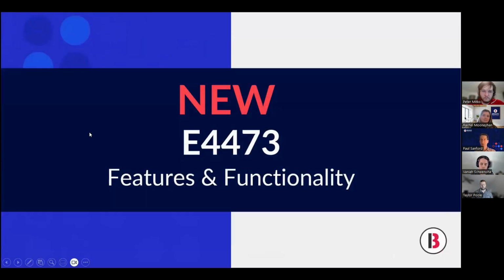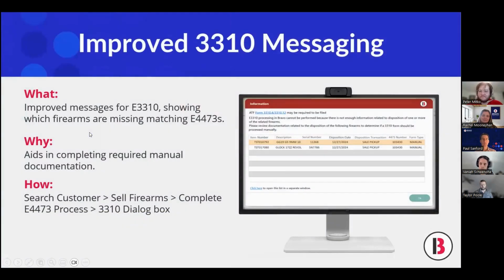All right, additional E4473 capabilities. Just a really basic UX thing, we improved some of the messaging around 3310s, which firearms are missing, matching E4473s, just to provide some better clarity there. If perhaps a 4473 was done outside of Bravo, this can be really helpful.